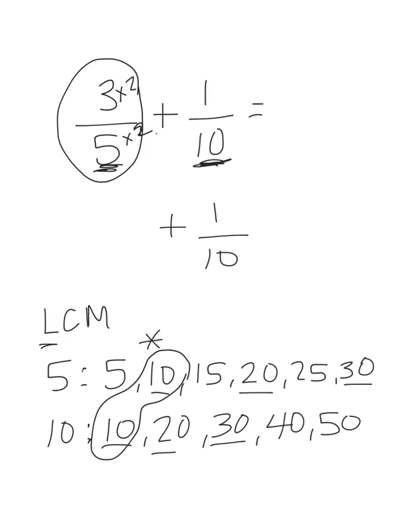And let's go ahead and reset that up. I know that 3 times 2 is 6 and 5 times 2 is 10. Well, now both of my denominators equal 10.